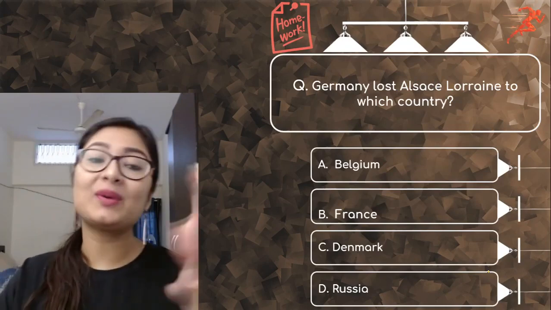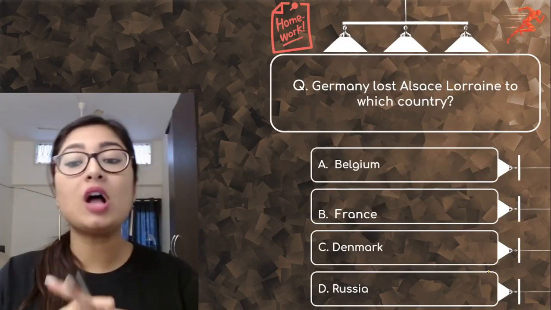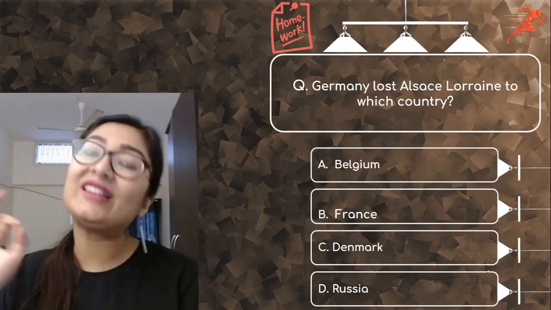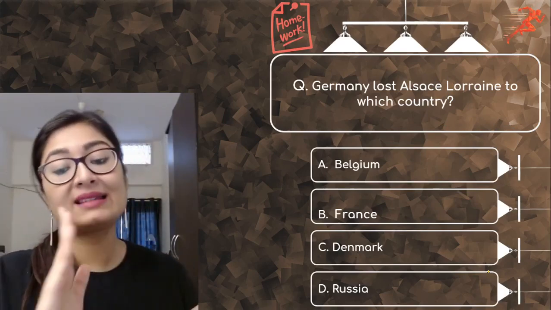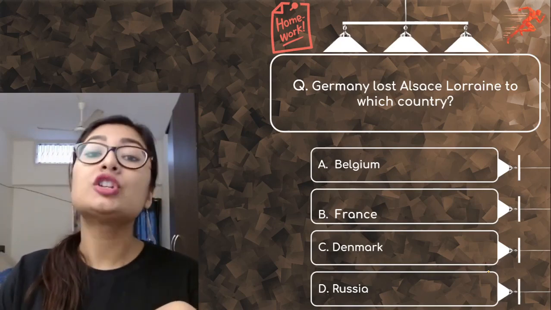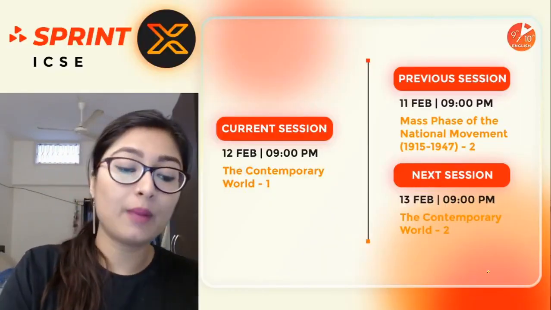Okay, now let's quickly look at the homework question. Germany lost Alsace-Lorraine to which country? I have given you this answer already. Belgium, France, Denmark, or Russia. Do not forget to put your answer in the comment section.